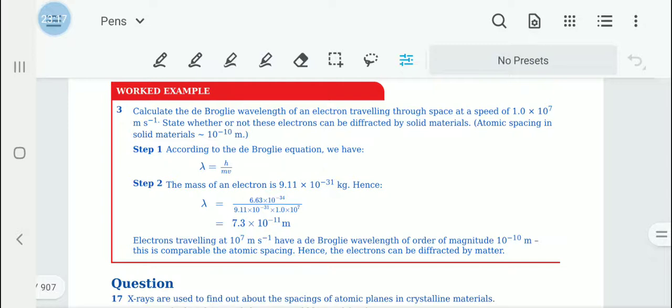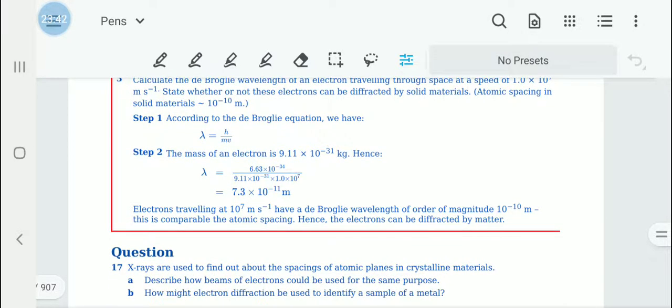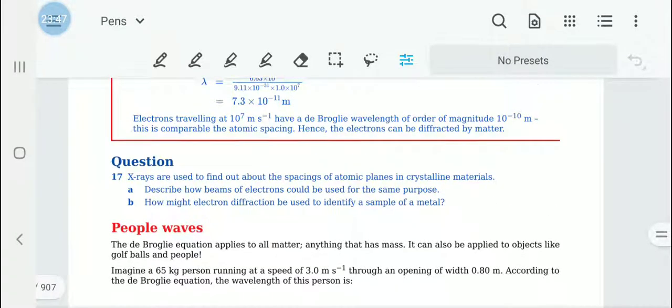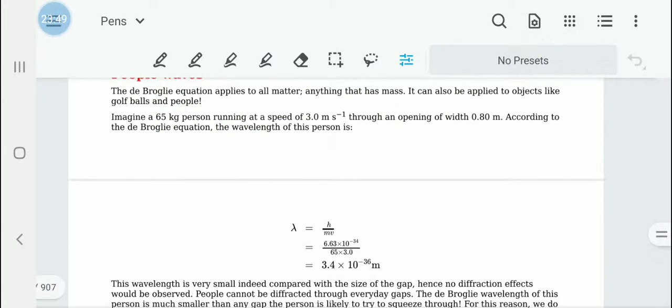It says that electrons traveling at 10⁷ meters per second have a de Broglie wavelength of order of magnitude 10⁻¹⁰ meters. So this is comparable to atomic spacing. So the electrons can be diffracted by matter. That is another fact that you need to understand in relation to the proof of the wave-like property of an electron. I hope you understood everything. If you did, answer question number 17. If you did not, raise more questions.